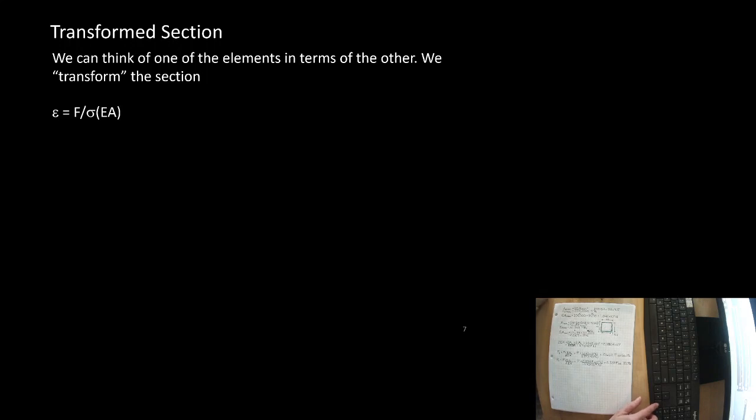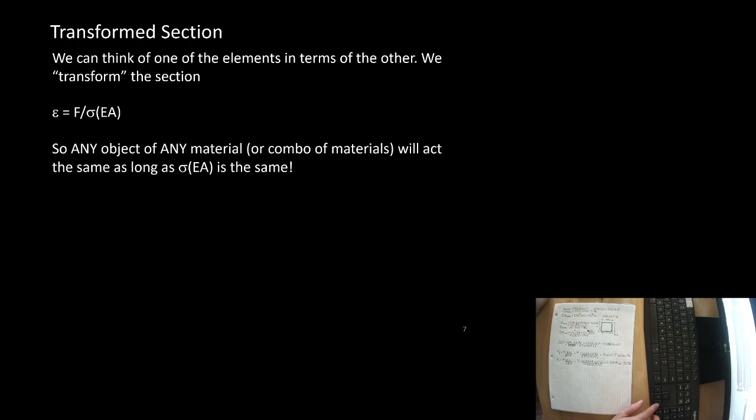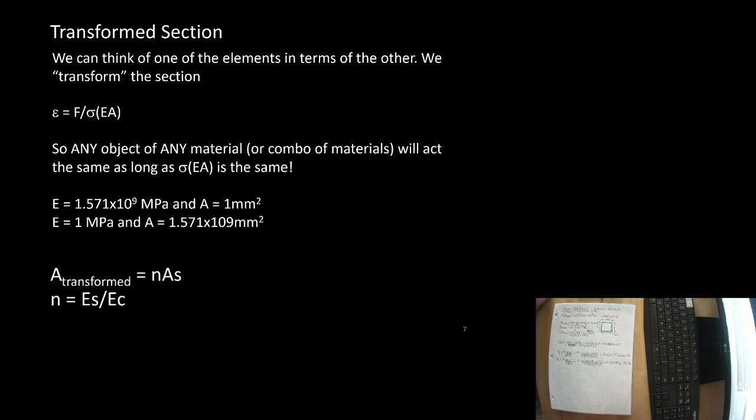So, again, our strains are the same. Any object of any material or combo of materials will act the same as long as the stress EA is the same. So we can talk about them in terms of each other. The transformed section is really talking about that ratio. We'll often do it as an area, or the transformed area. And often what we do is transform the steel into concrete. You're going to see later in this lecture why that is so handy when we talk about concrete beams in bending.